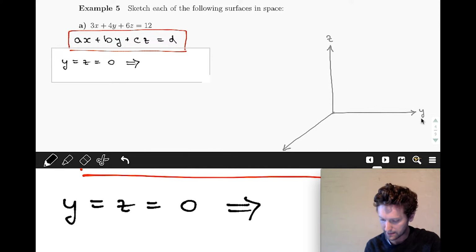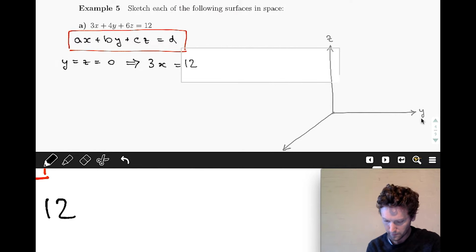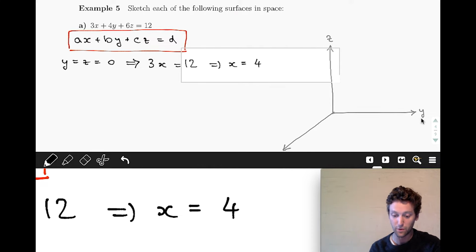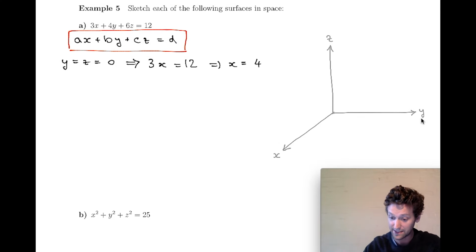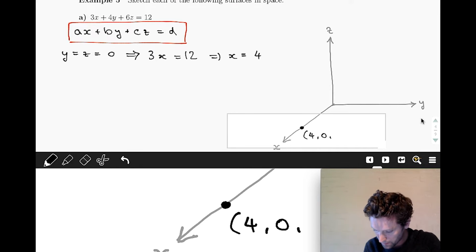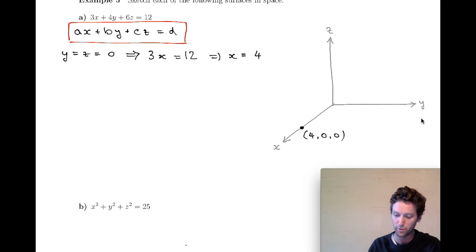I get 3x plus 0 equals 12, which gives me that x is equal to 4. In other words, that gives me a point. x is equal to 4, y is equal to 0, z is equal to 0. That's a point on the x-axis that I can draw. Let's put it in. This is the point x is equal to 4, y is equal to 0, z is equal to 0. That's one of the points on my plane.